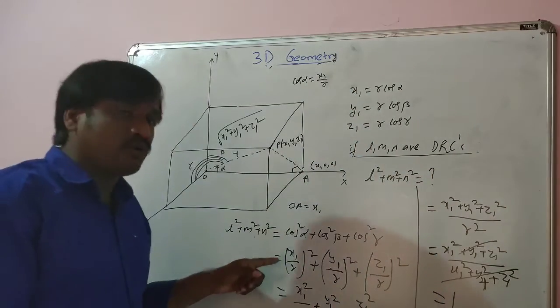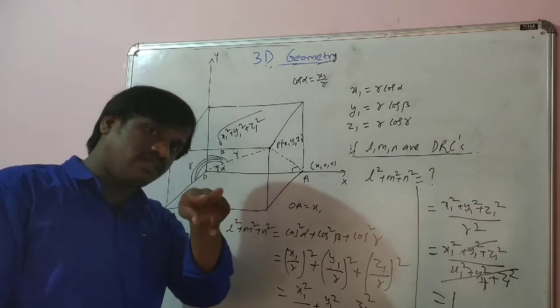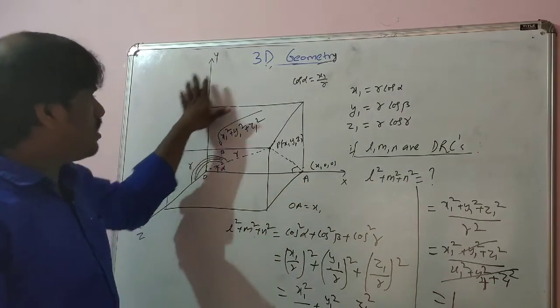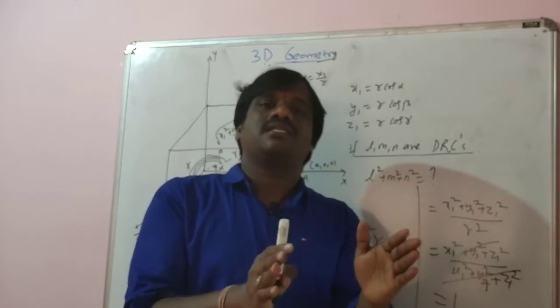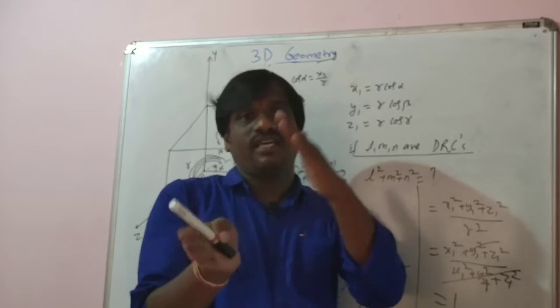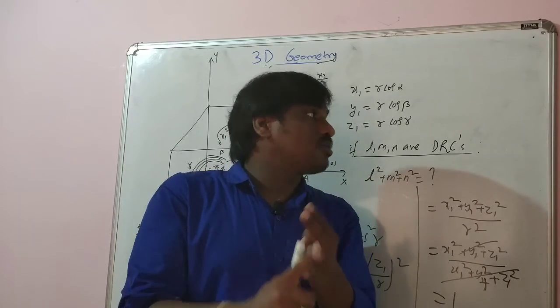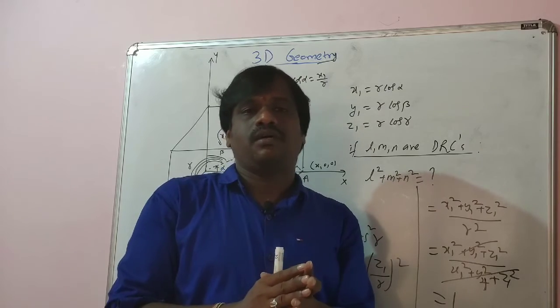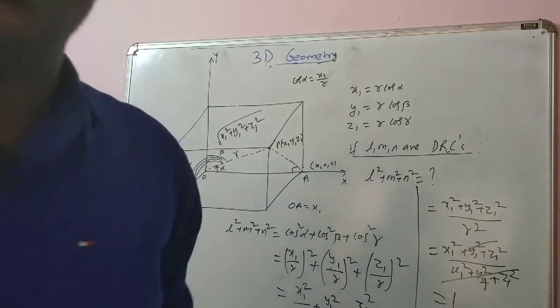How did you prove that? I used the concept that l square plus m square plus n square is equal to 1. I proved that already. To understand this concept, please watch my video twice. Direction ratios and direction cosines are very important concepts, and if you understand this, you can do problems very easily. Hope you understand. Let us see next.